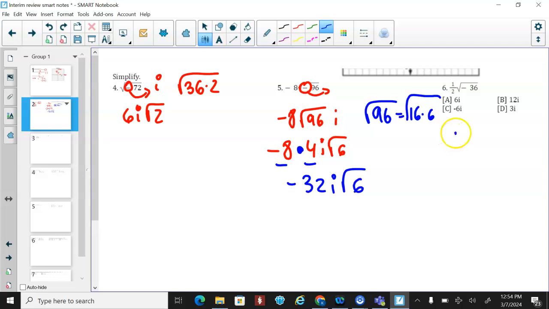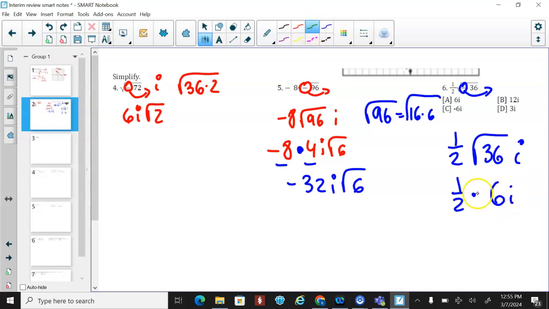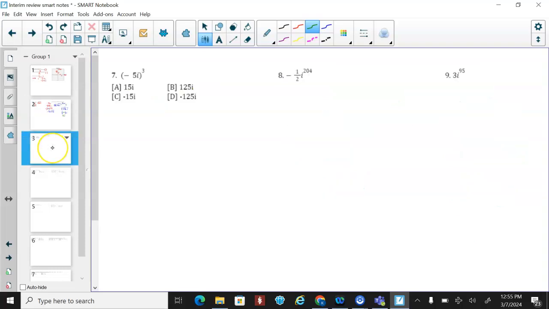Now, lastly, right here, we have a 1/2. Again, this negative underneath the radical for 36 represents i, so it's going to be 36i. Then 1/2 carries over, and we simplify 36 to 6i. Remember there's a multiplication between 1/2 and 6, so 1/2 times 6 is simply 3i. So it's going to be answer D. Again, anytime you need to write things down, please pause it.